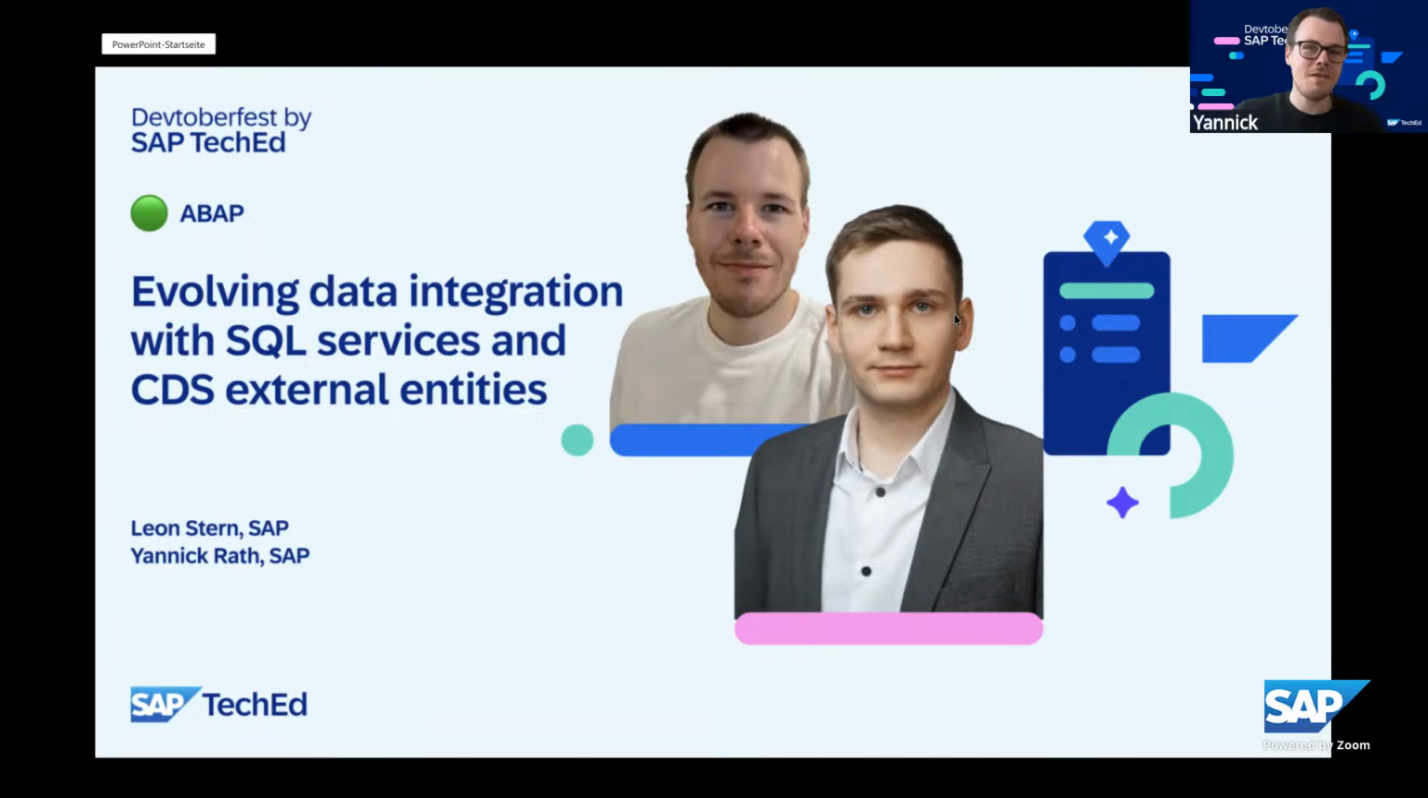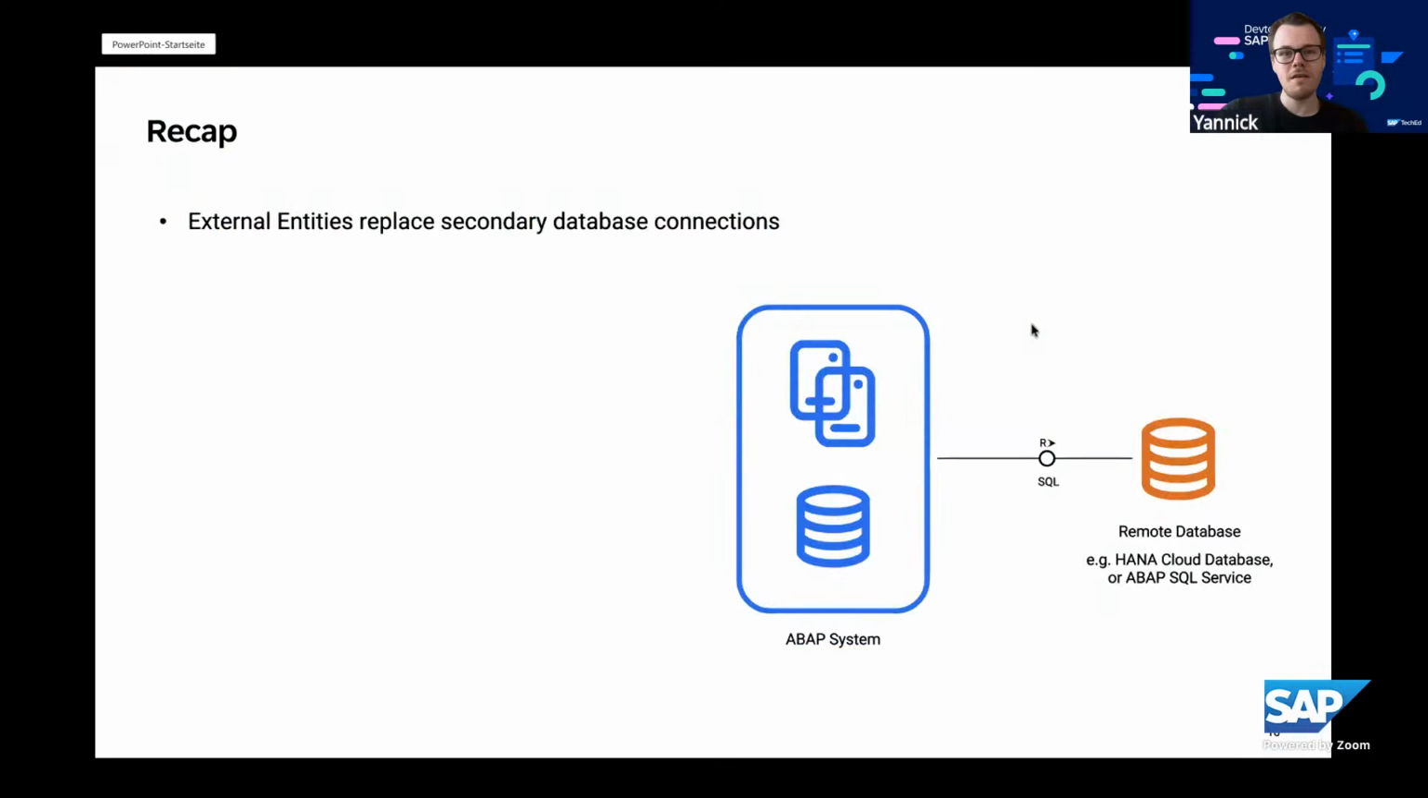Oh, thank you, Leon. So welcome to today's session about evolving data integration with SQL services and CDS external entities. First, let me start with a short recap about what external entities are. External entities are a CDS object type with the aim to access data from a remote data source within the AS ABAP and make it available in the CDS infrastructure. The remote data source is primarily a HANA or non-HANA database system, and as such, external entities are objects that cross system boundaries.